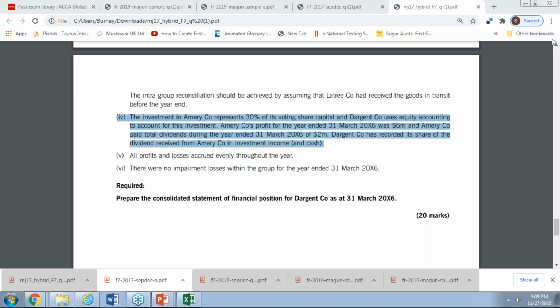Yes, the right answer is 5,700. Very good. The right answer is 5,700. What if the parent or subsidiary purchases goods from the associate? Then there will be no adjustment in investment in associate. It will affect the retained earnings and inventory.